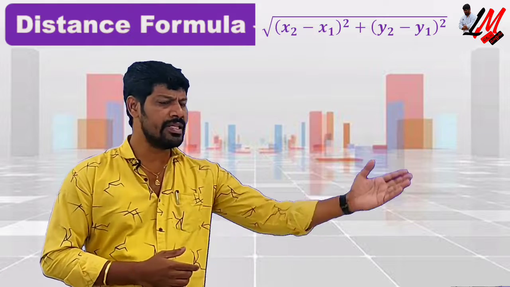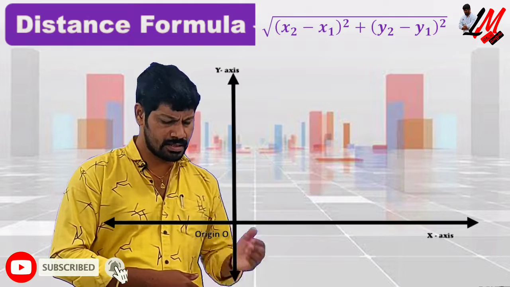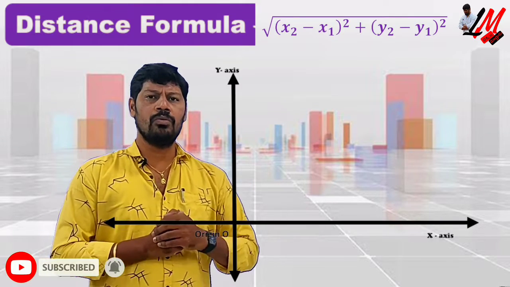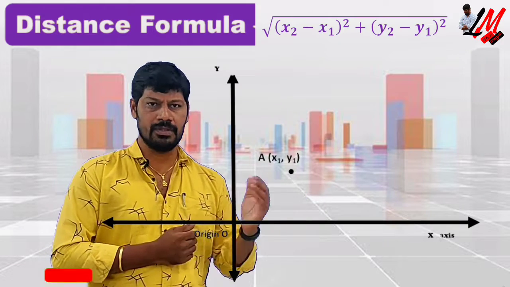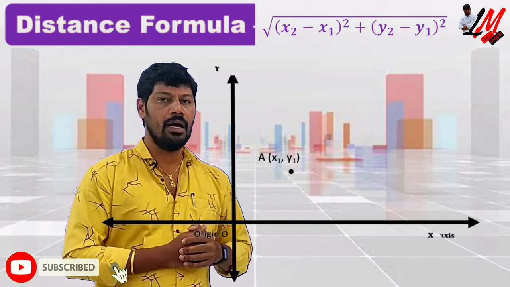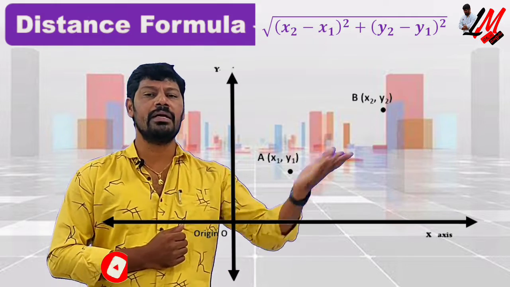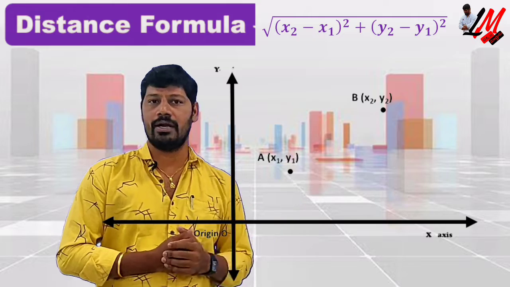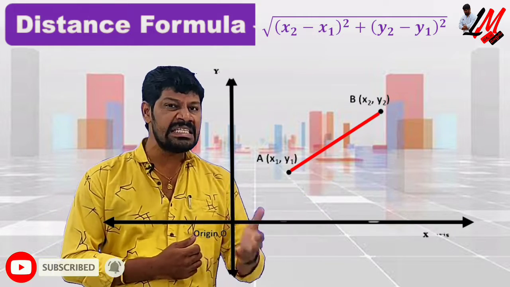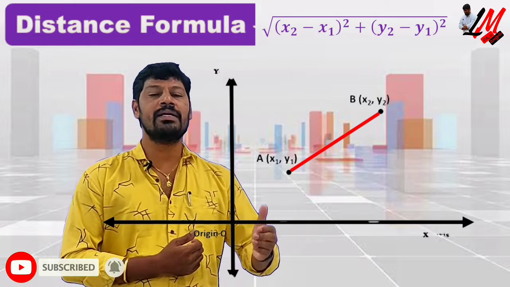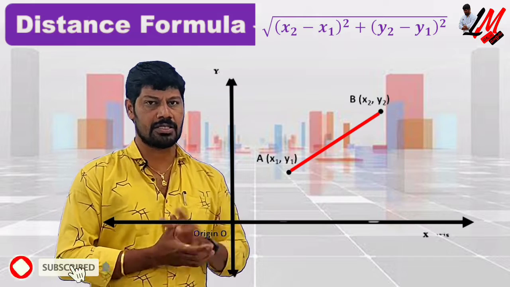Now let me erase everything. Imagine the x-axis and y-axis, with the origin clearly there. Let us take point A (x1,y1) somewhere in the first quadrant, and let me take another point B (x2,y2) somewhere in the same quadrant. Now if you join AB, the length of that line segment is the actual distance between A and B. So now let me do a small construction here.